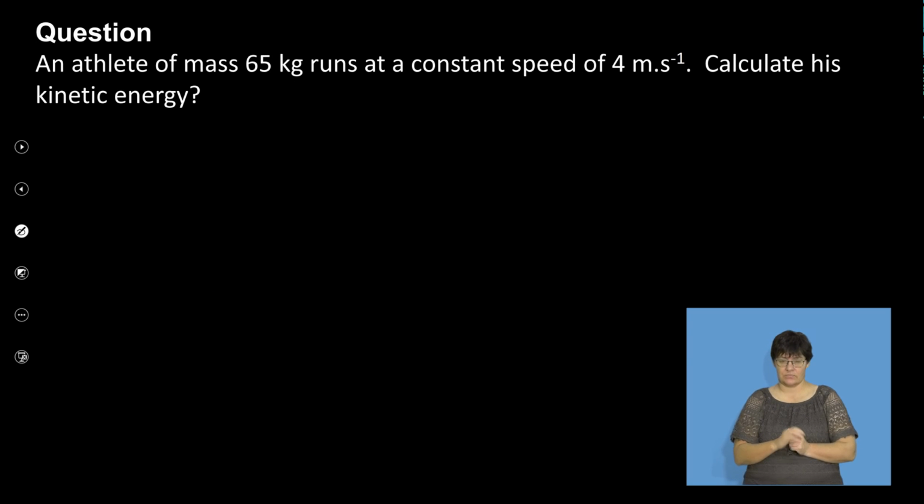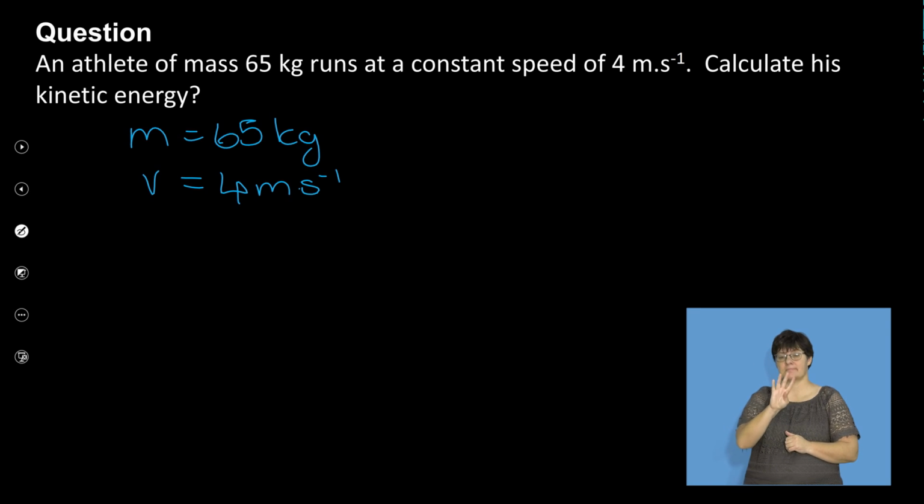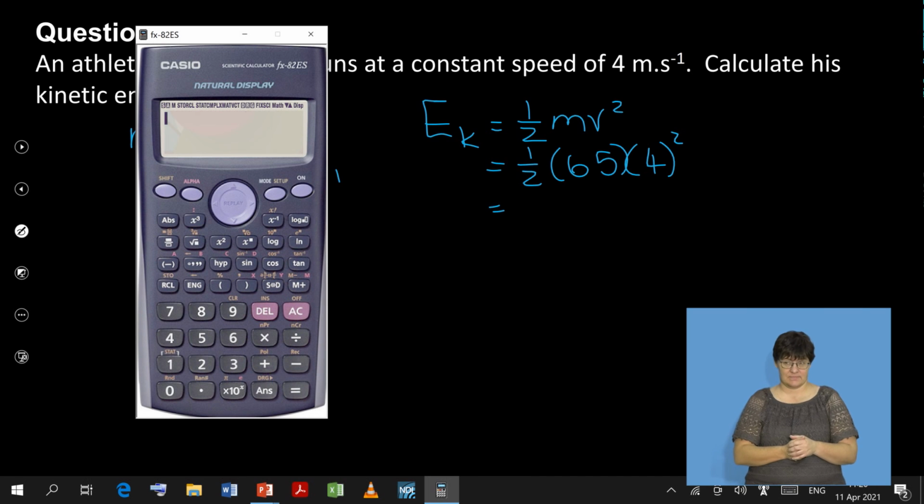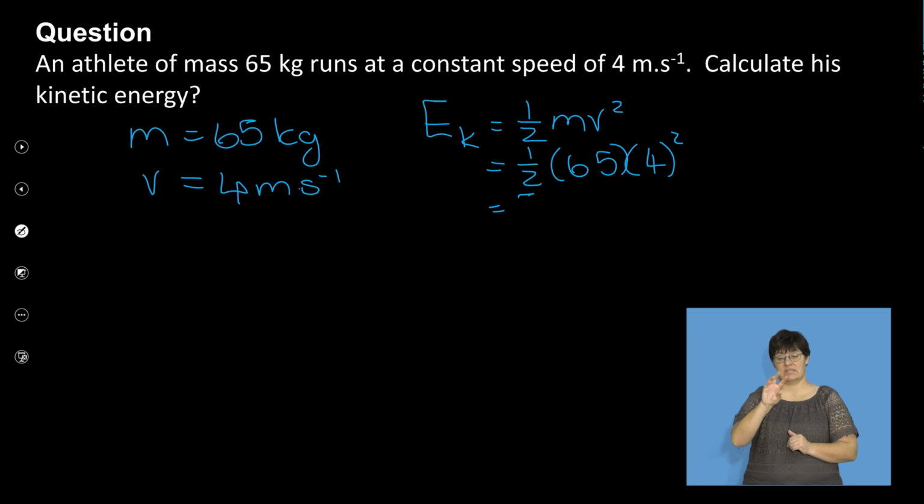So let's start with the first one. Mass, 65 kilograms. Speed, 4 meters per second. Kinetic energy is a half mv squared. So it's a half times 65 times 4 squared. We absolutely need our calculators. So 0.5 times 65 times 4 squared, 520. That's okay, it's not a bad one. He wasn't going that fast, he's not that heavy.